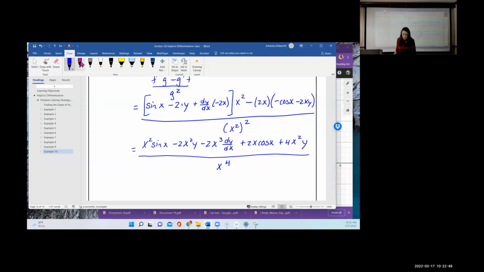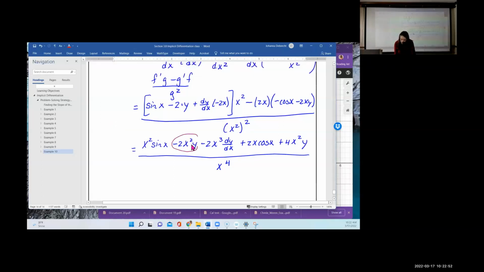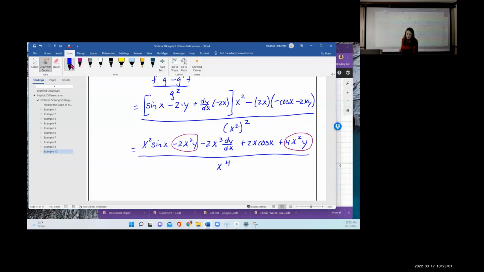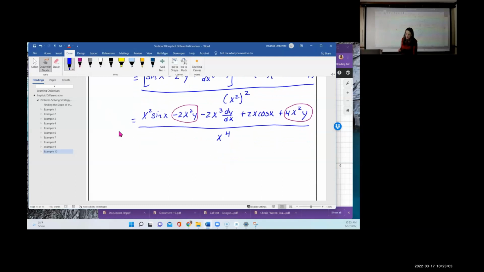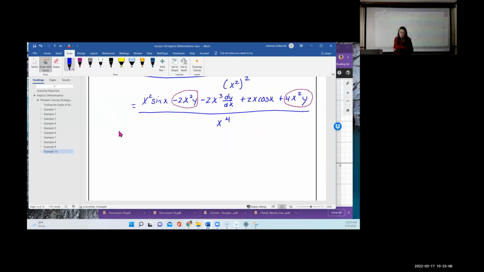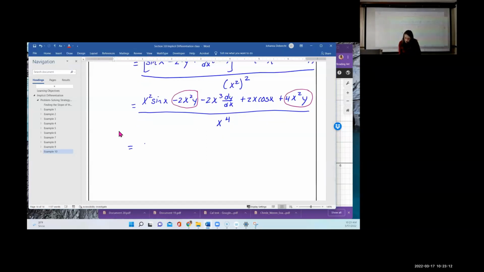Now you'll want to notice that I have two factors here that are like terms. I have two x squared y terms. So because I have two x squared y terms, I'm going to combine those together. If I have negative 2 of them and I add 4, I end up with 2 of them. So now I'm going to start simplifying again. So I have x squared sine of x plus 2x squared y. And then I'm going to write plus 2x cosine of x. I'm going to do that one next. And the last thing I'm going to put on is the minus 2x cubed.